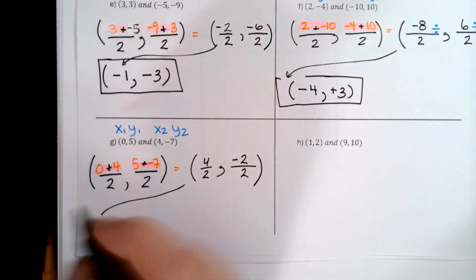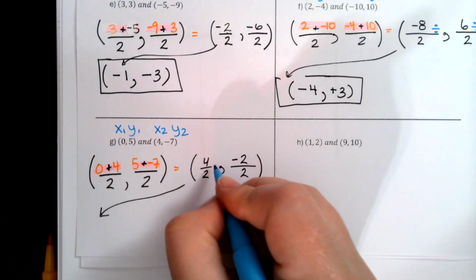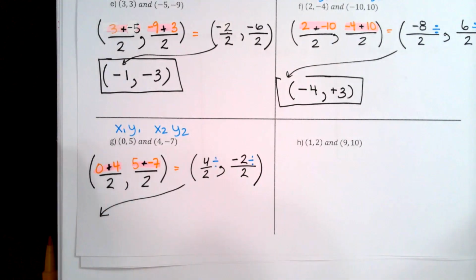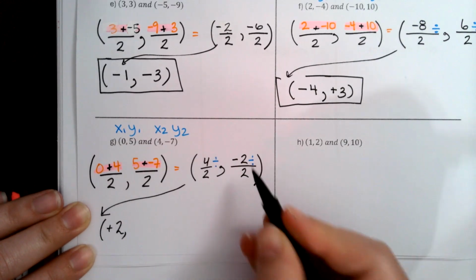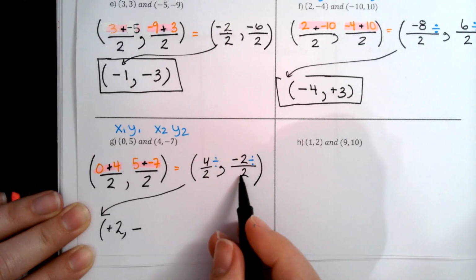And here we are dividing. Same or different, same. So we got +2. Same or different, different. 2 divided by 2 is 1.